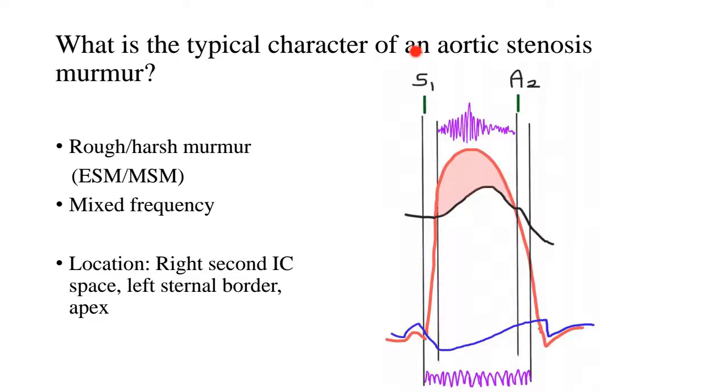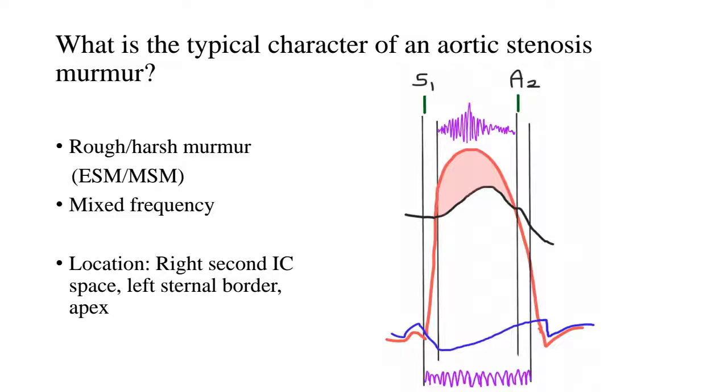Now, the frequency of an aortic stenosis murmur is mixed. So it has a mixture of both high as well as low frequency, and as a result, it is rough or harsh in quality. Now, the high frequencies is because of a greater gradient across the diseased aortic valve, and the lower frequencies is because of increased flow across this very diseased aortic valve.